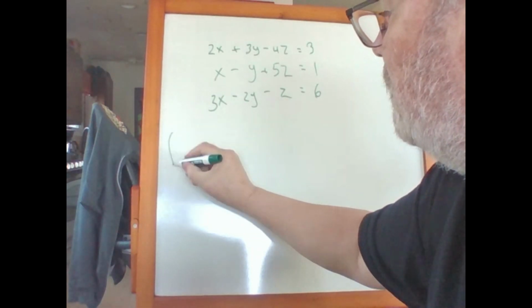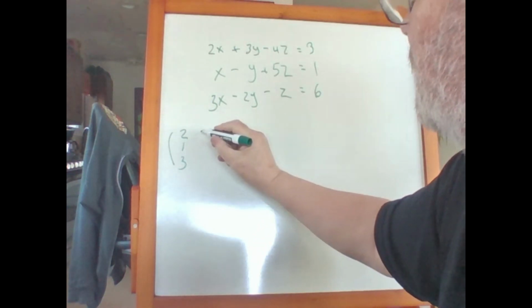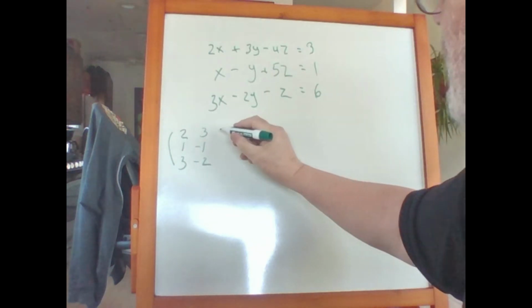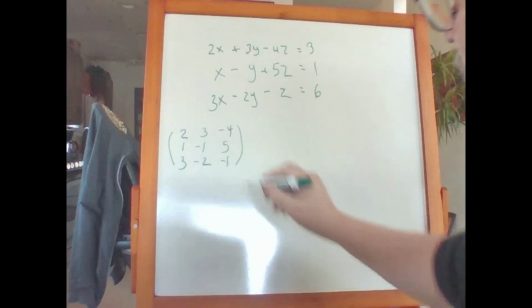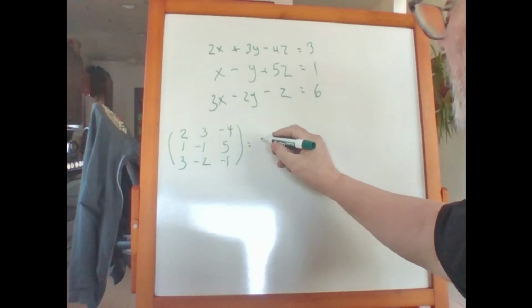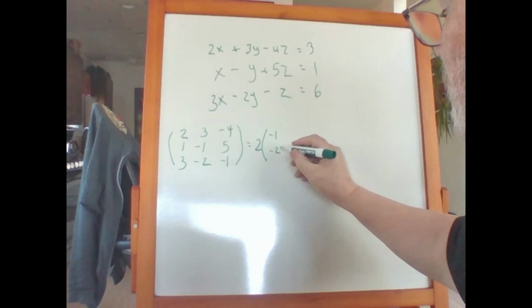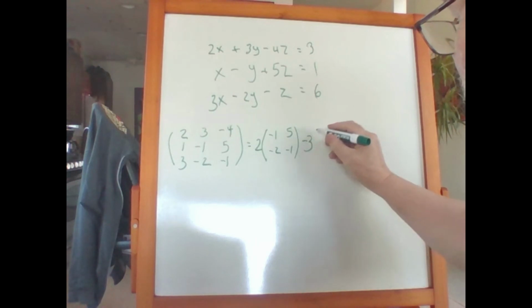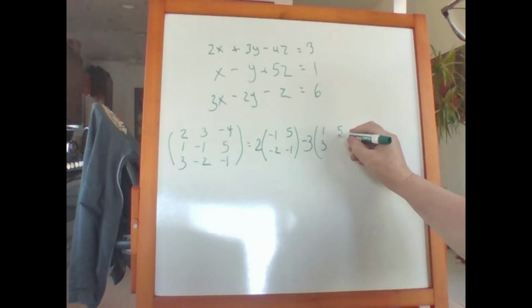So we want to get the determinant. So we got 2, 1, and 3. We got 3 minus 1 minus 2. And we got minus 4, 5, and minus 1. And we're going to look at the minors to get the determinant. So the determinant is going to be equal to 2 times minus 1 minus 2, 5 minus 1, minus 3, okay, 1, 3, 5 minus 1.